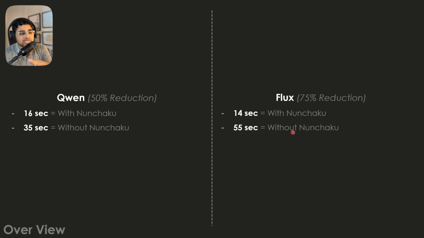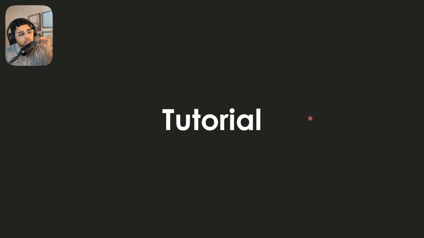All the 20 steps has to go. But even with 20 steps, we see a 75% reduction in time. So what was 55 seconds without a Nunchaku model is 14 seconds with the Nunchaku model. I think it's really absurd. Now let's see how to do this in ComfyUI quickly. I already showed you, but if you want to see how it is done, I'm going to show you a quick tutorial on ComfyUI, and then we will end this video.